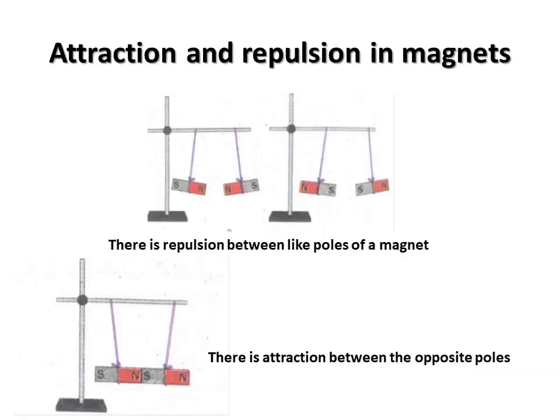Now let's try this. Fix a bar magnet to a stand as shown in the figure. Let it become steady. Take another bar magnet near the hanging bar magnet. Observe what happens. Do the same again and again, exchanging the ends of the magnet. What do you see? There is a repulsion between like poles of a magnet. That means when you bring two similar poles near each other, they just go away from each other. While there is attraction between the opposite poles. Suppose you are bringing North Pole and South Pole together, they will attract each other.